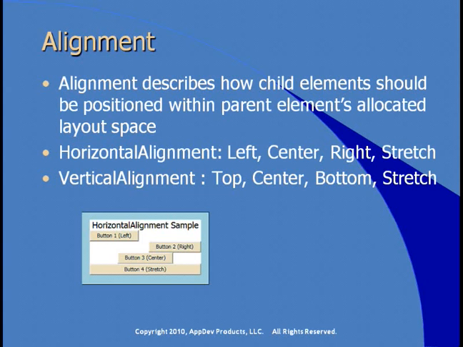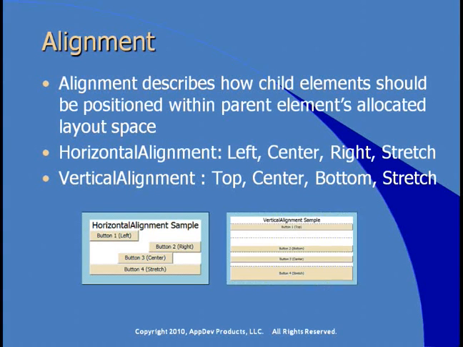Button 1 has its horizontal alignment set to the left, button 2 to the right, button 3 to the center, and button 4 is stretch. So button 1 is essentially anchored to the left of the parent, button 2 is anchored to the right, button 3 is anchored in the middle, and then button 4 will resize itself to fill all of the available space.